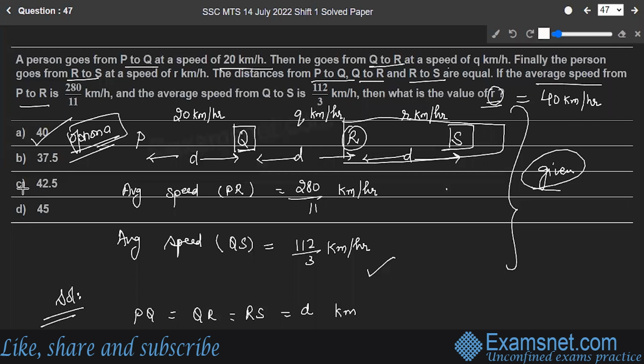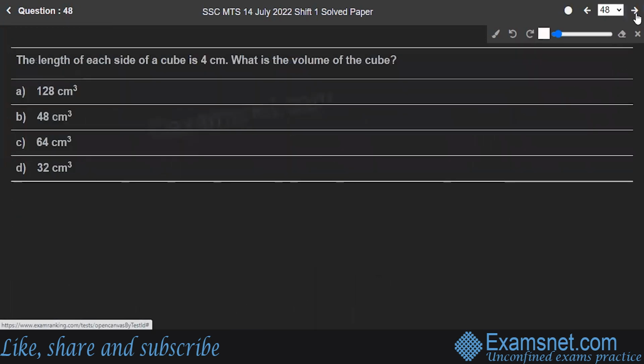Hope you are clear. Then let's move to the next question, number 48. The length of each side of a cube is 4 centimeters. You have to find out the volume of the cube. So it's a pretty easy question before you, right? It should not take more than 1 minute for you to solve.